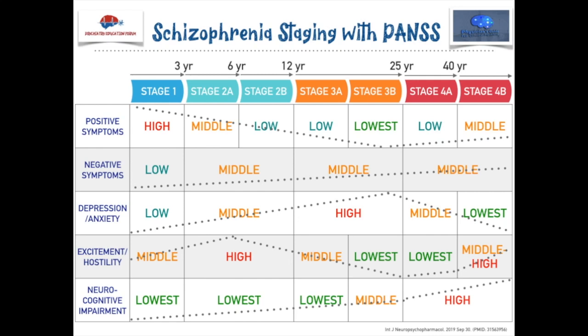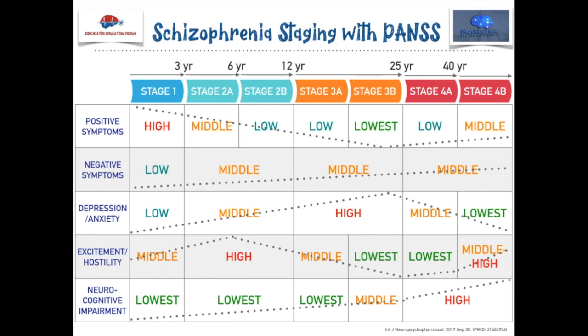Look at the one in red. Positive symptoms dominate in stage 1. Excitement and hostility dominate in stage 2. Depression and anxiety dominate in stage 3. And then neurocognitive impairment dominates in stage 4.